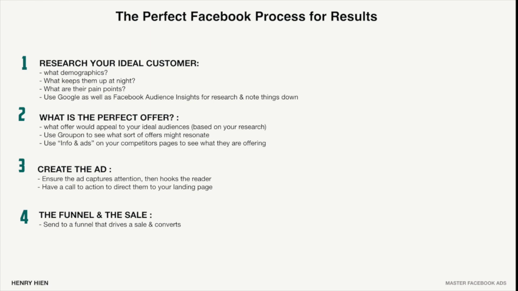Number two, what is the perfect offer? So what offer would appeal to your ideal audience based on your research? You can use Groupon to see what sort of offers might resonate with that audience. Then you can also use info and ads on competitors' pages. That is a tab on every single Facebook page where you can spy into all your competitors and see what ads they're currently running to a cold audience.